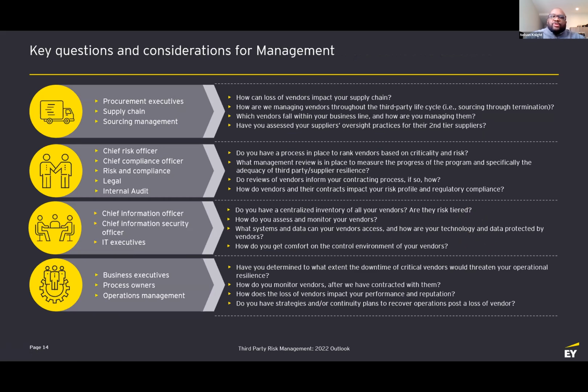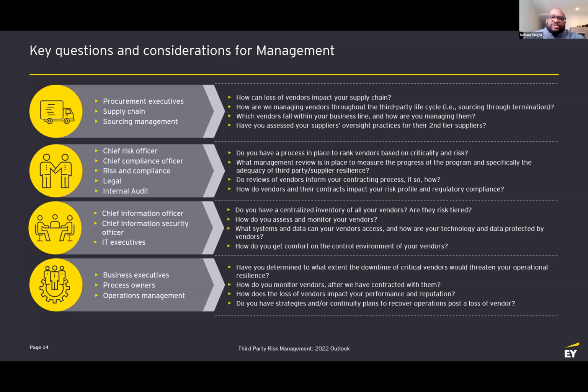This slide here is just some key questions for different stakeholders across your organization. Bucketed here, we have procurement and supply chain at the top. We have your risk, your legal teams, internal audit as the second one. We have your CISOs in the third one, and then we have business owners in the fourth one. I'm not going to go through all of these questions, but as you get this material, these are things that your organization can look at, and if you're able to answer these questions, it can help give you a sense of where your third-party program lives along that maturity spectrum.